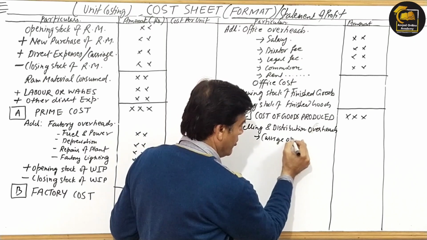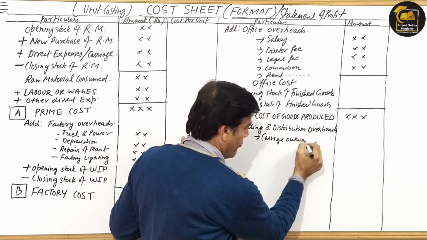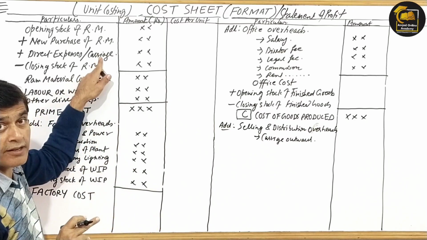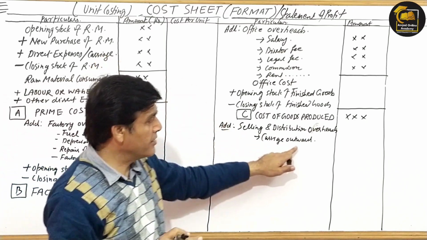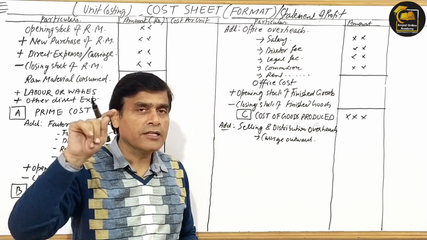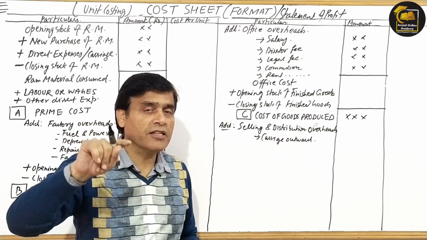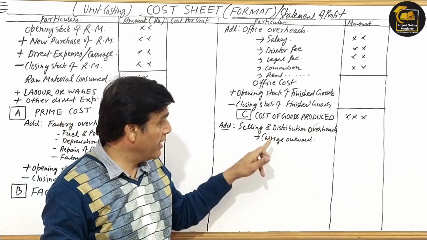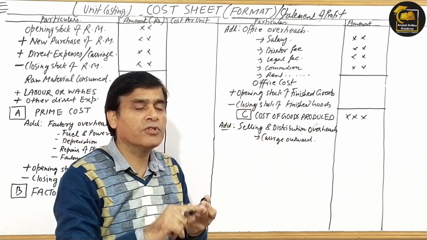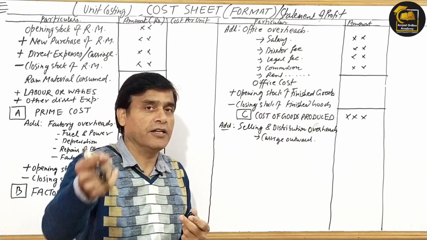Carriage outward. Look, carriage inward has been considered here. Carriage outward will be considered here. Again, you have to understand the difference. Carriage inward, all the expenses which have been incurred to bring the goods into the factory, and the carriage outward, all those expenses which have been incurred to distribute the finished goods into the market.